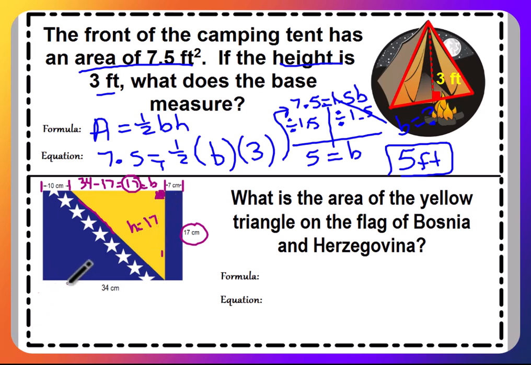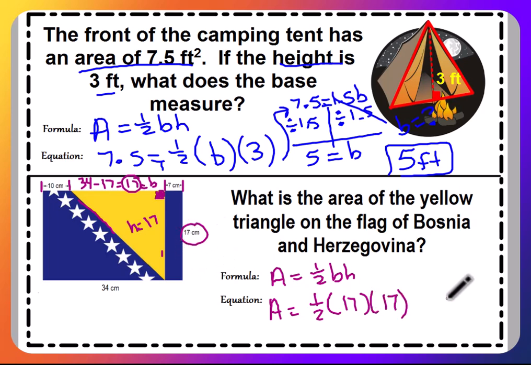Sometimes you're going to have to look at the model that you're given and figure out the dimensions that you need for the triangle you're trying to find the area for. So my formula: area equals 1/2 base times height. Plug in your numbers. I'm looking for the area, so it stays A, equals 1/2. My base we discovered was 17, and my height we discovered was also 17. Since neither 17 is even, I can't divide either one by 2. So I'm just going to go ahead and multiply 17 times 17. And when you do the math, you get 289.